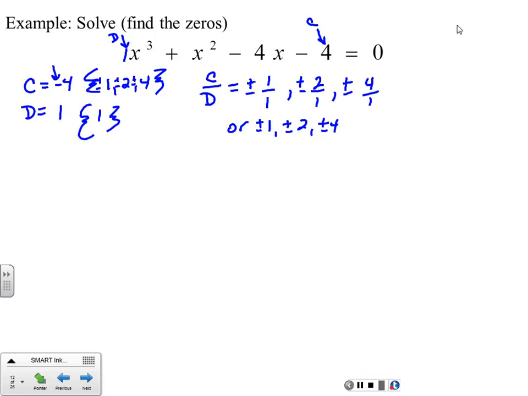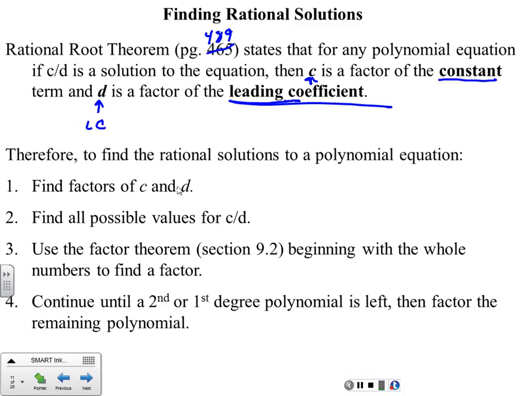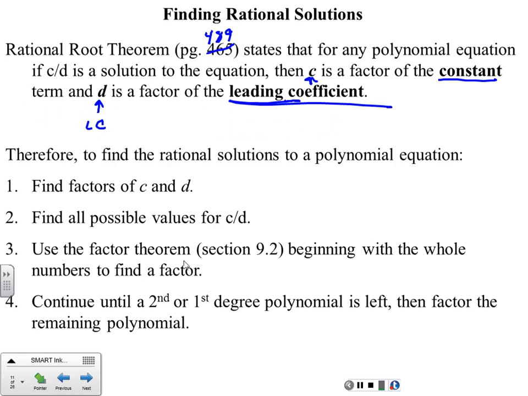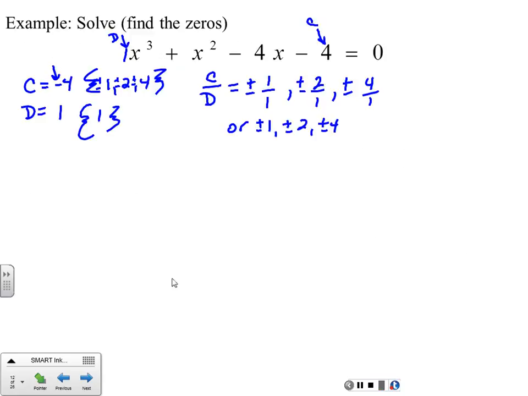So, what are you going to do? Well, look at our notes. Find factors of C and D. We did that. Find all possible values for C over D. We did that. That's here. Then what you're going to do is you're going to use the factor theorem, beginning with the whole numbers to find a factor.